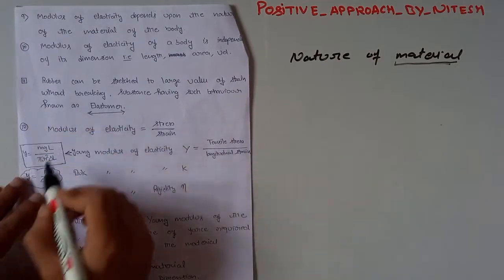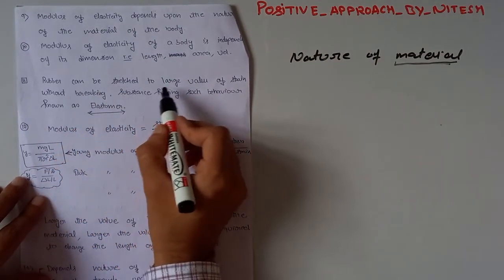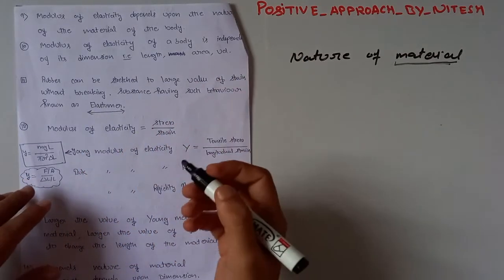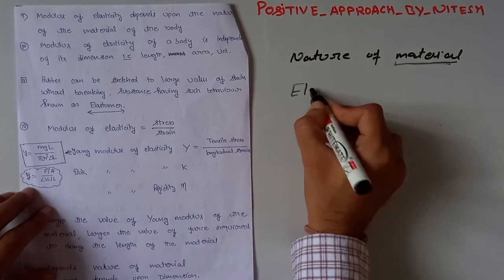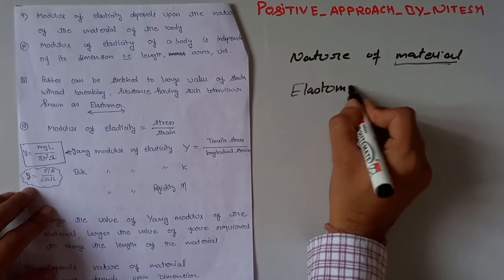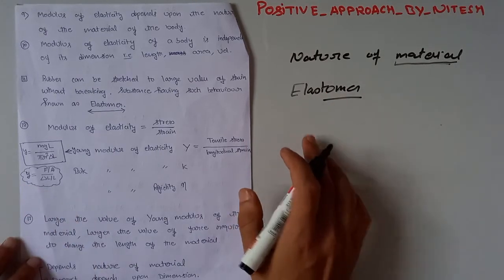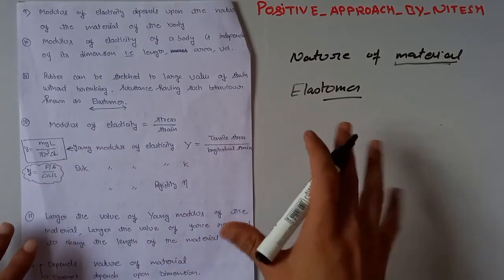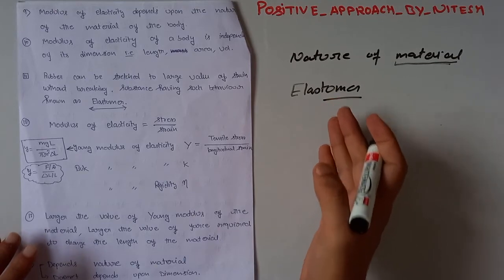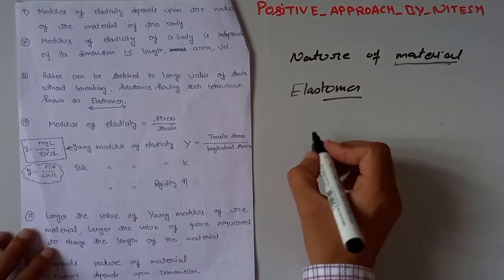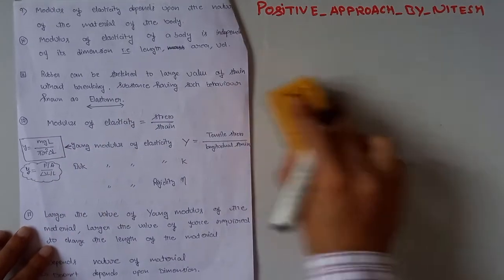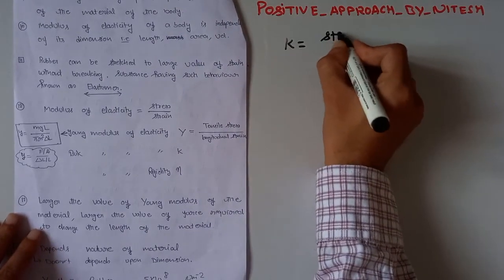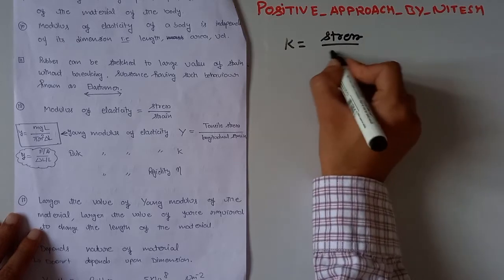Our next key point is: rubber can be stretched to a large value of strain without breaking. Substances having such behavior are called elastomers. So rubber is an elastomer. Those materials which can be stretched to a large value of strain without breaking are called elastomers. And the modulus of elasticity, we know that K is the modulus of elasticity, equal to stress divided by strain.